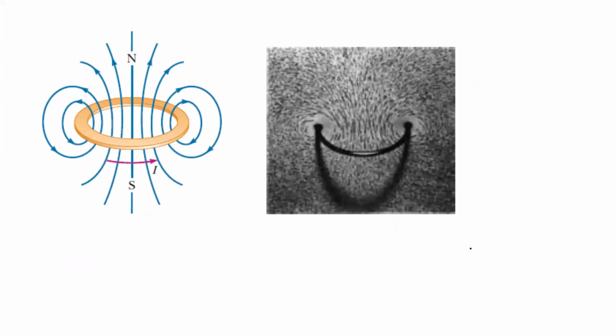Suppose there is a circular current carrying loop. Current is moving in this direction. So what is the magnetic field produced by this current carrying loop? If we consider a point on this turn, it can be considered as a straight line.